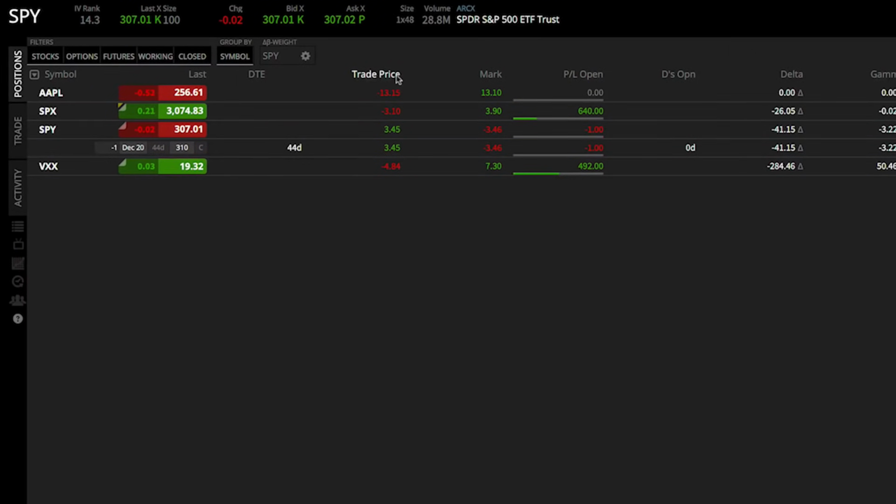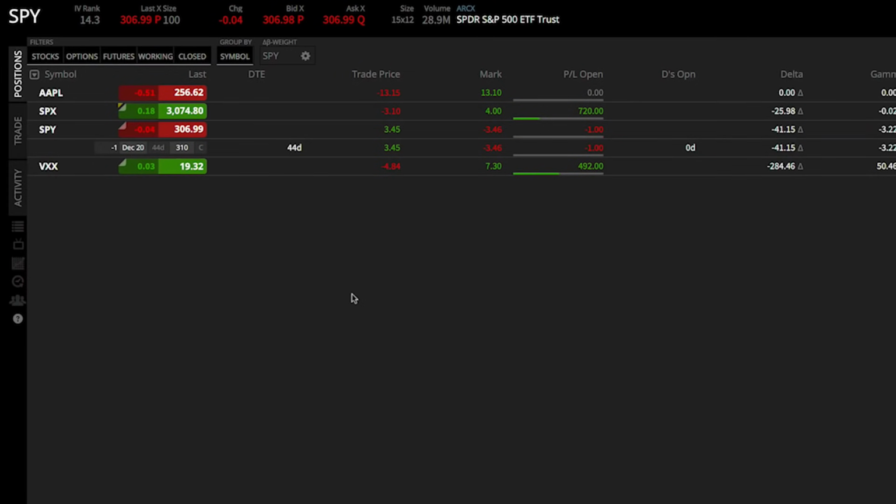So we can see that the trade price is $3.45, which means I sold this position for $3.45. And currently we can see my P&L open is $0, actually now -$1, because I sold this position for $3.45, but the current market price of the option is $3.46, which is $1 higher than I sold the option for initially. So this P&L open is just showing me how much money I've made or lost since opening this short call position.